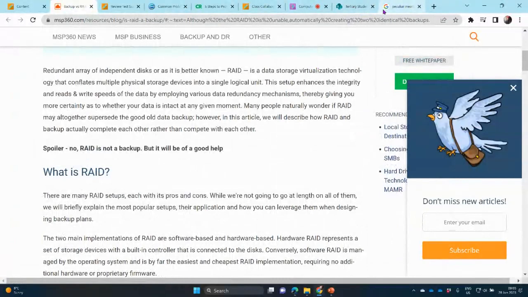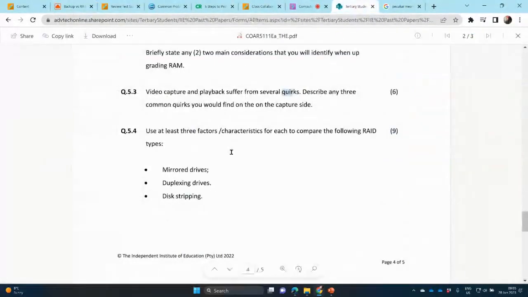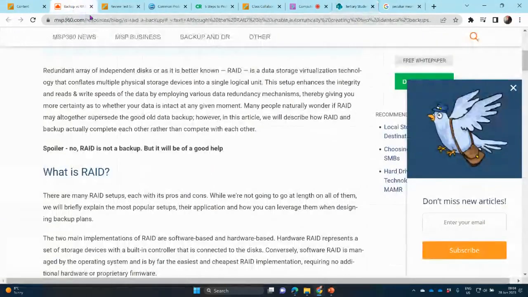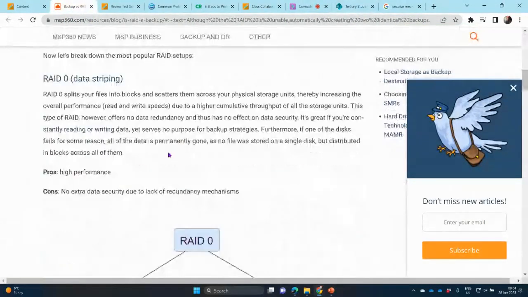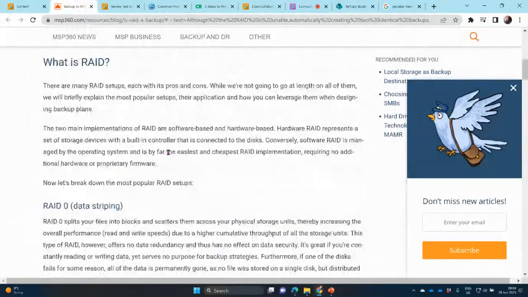They want me in this exam to compare mirrored, duplex, and striped. What is the difference? And it's 9 marks. So it's 3 marks, 3 marks, 3 marks. Let me go back to this article now on what is RAID. RAID is basically stacking multiple hard drives because I want to increase the performance, capacity, and fault tolerance of the hard drives.